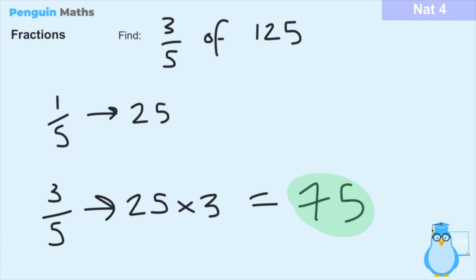And again, I said it doesn't really matter which order we could do. We could start by multiplying the 3 by the 125 and then dividing by the 5, but typically it's just a lot easier to divide by the bottom number first and then the top, but it's always divide by the bottom times by the top.